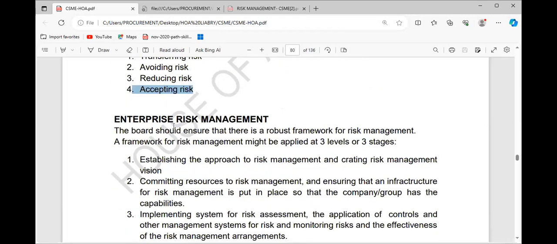Okay, now let's go to enterprise risk management. The board should ensure that there is a robust framework for risk management. A framework for risk management might be applied at 3 levels or 3 stages. Establish the approach.